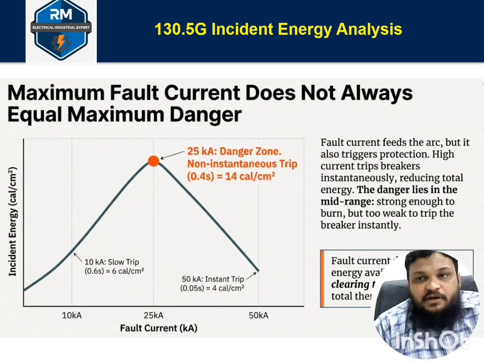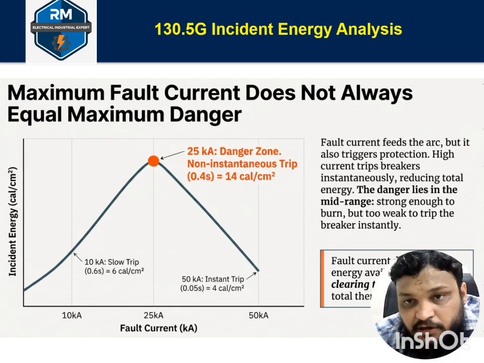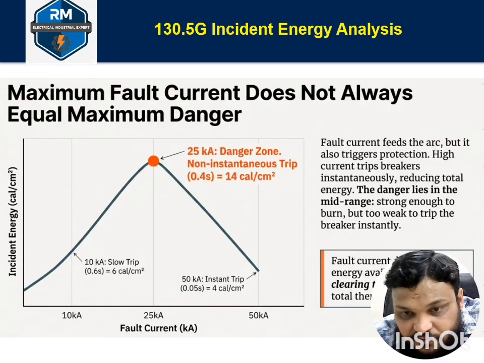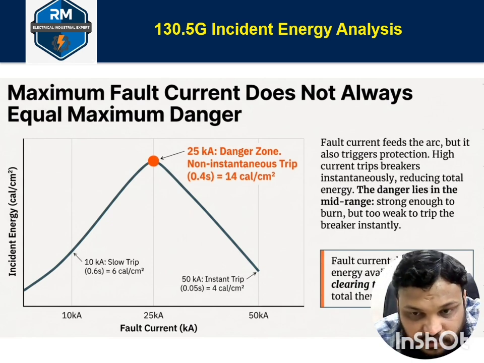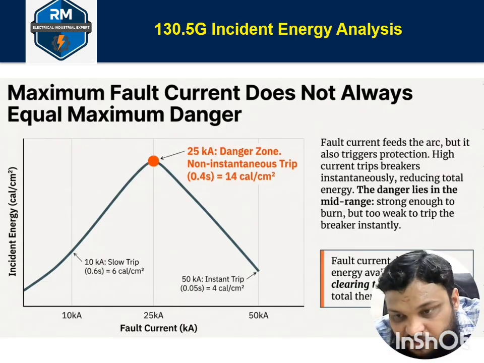The other parameter is fault current. The maximum fault current does not always equal maximum danger. Look at the graph, it is very clear. At the point at 10 kiloampere, the clearing time is 0.6 seconds, so the incident energy is 6 calories per centimeter square. But when the current in the curve is 50 kiloampere with instantaneous trip, and the time for clearance of the fault is 0.05 seconds, the incident energy is about 4 calories per centimeter square.